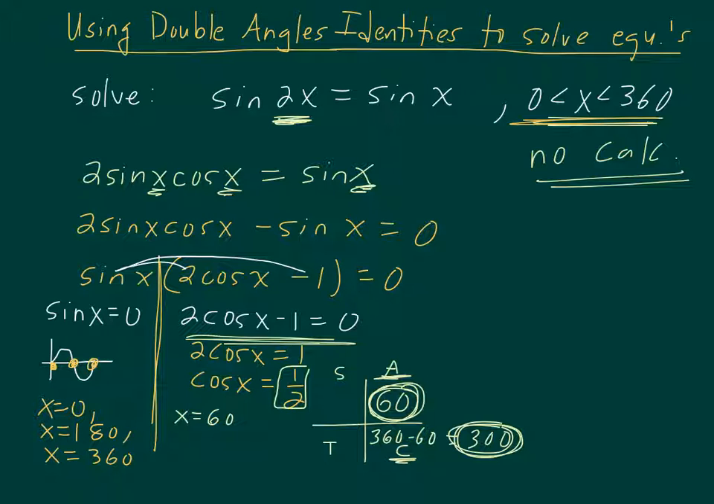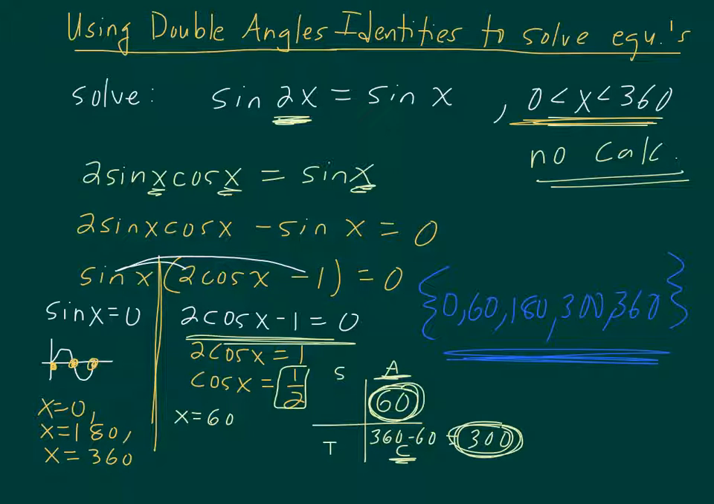So now finally, let's write our solutions all out from least to greatest using a solution set. We're looking at 0, 60, 180, 300, and 360. So we have 5 total answers here for x.